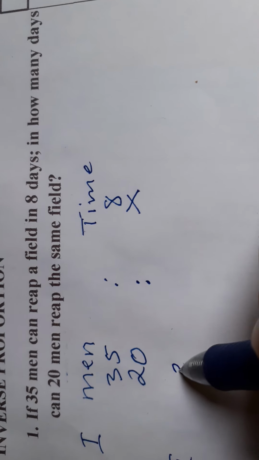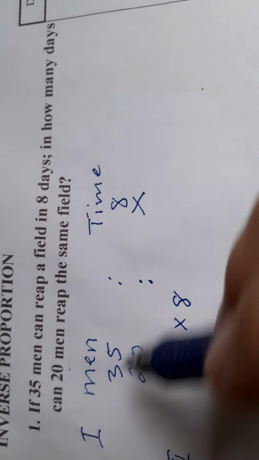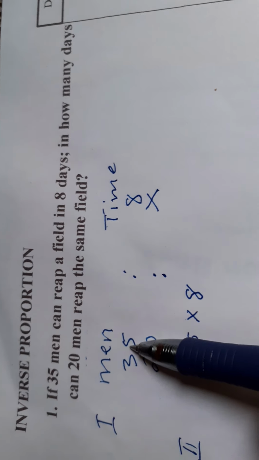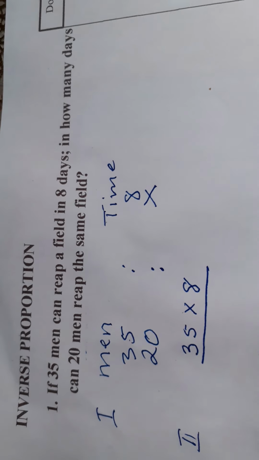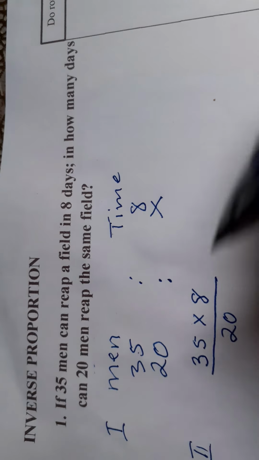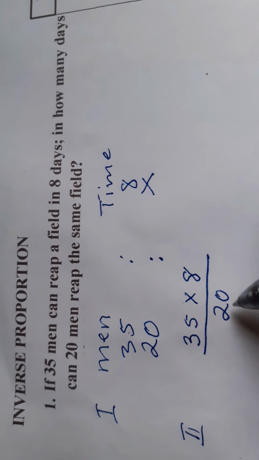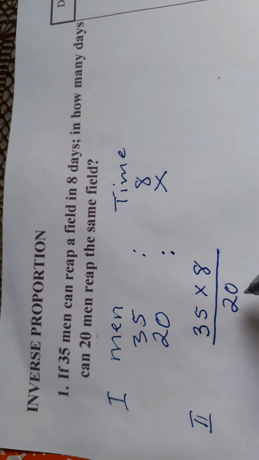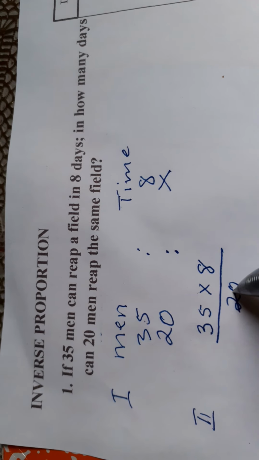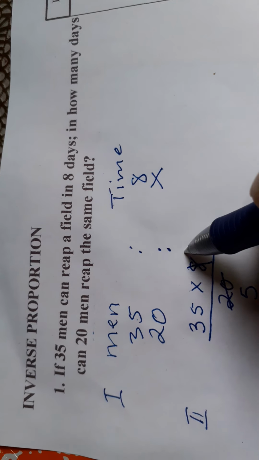We are going to multiply 35 times 8. I call it straight multiplication because I multiply this one number with this number, with its variable. Okay, divided by 20 men. 20 and x, but we will not use the x. Now, can 8 and 20 be simplified? Yes, by what number? 4, right? So we use 4 into 20 gives us 5. 4 into 8 gives us 2.